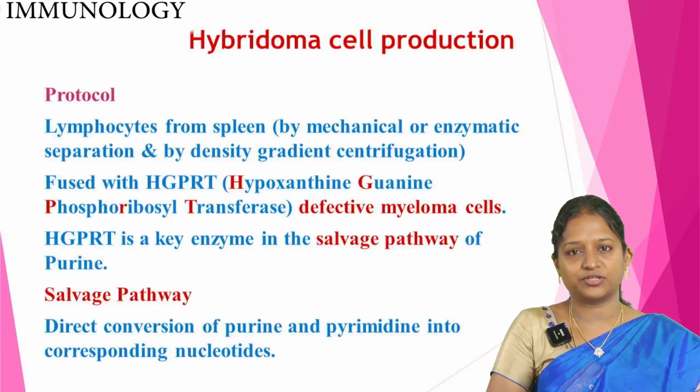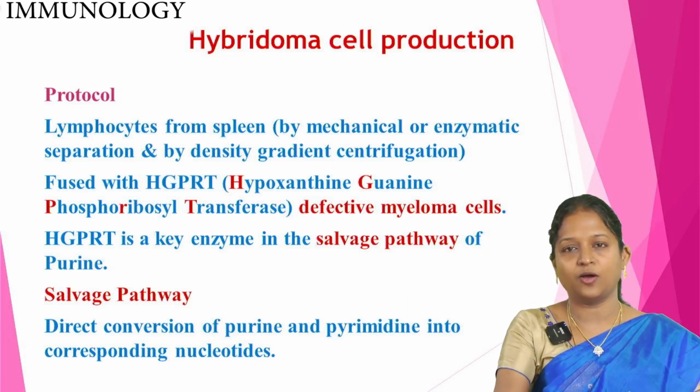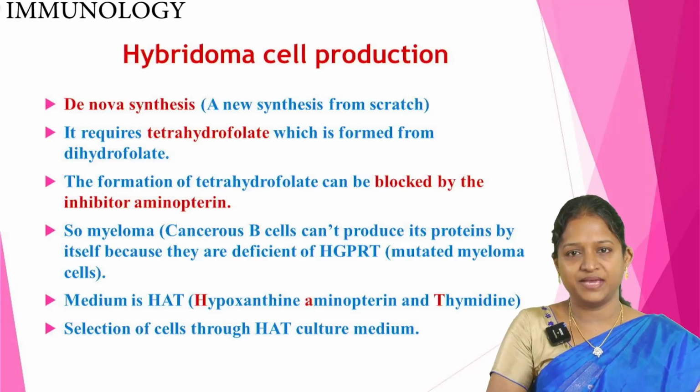And this is the simple protocol. As I told, after immunization we have to isolate the B cells or the lymphocytes, and then they have to be fused with the myeloma cell, which is already defective in the HGPRT enzyme. The HGPRT enzyme is very essential for proper growth and multiplication in the HAT medium, because it is a defective one. Why we are using such defective B cells and myeloma cells is that we want only the hybrids and not the unfused cells.